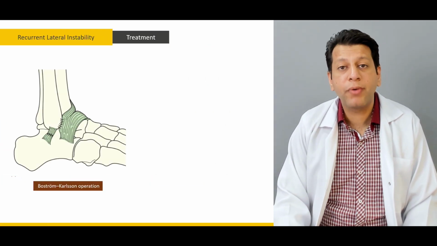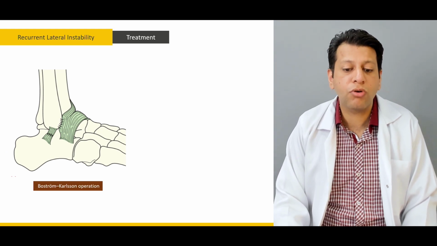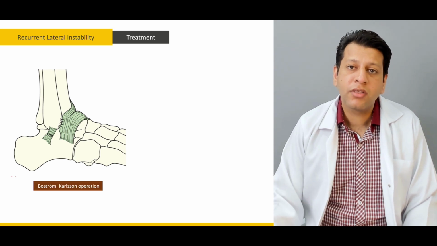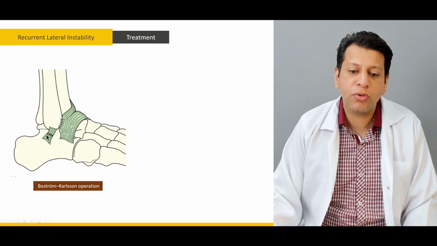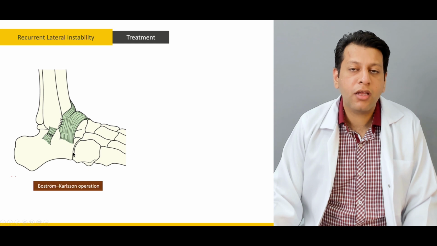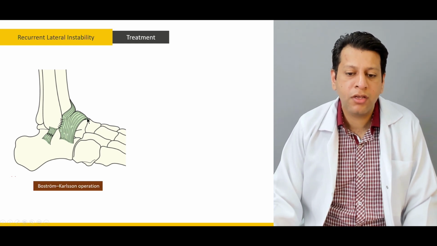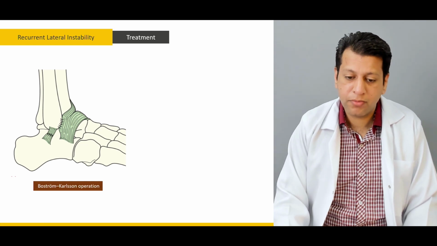Now, what is the operative treatment? There are multiple treatment options. One is called the Boström Karlsson operation, in which they do not repair the tendon, but attach the inferior retinaculum to the fibula. Attaching this results in stability over the lateral side, because the talofibular and calcaneofibular ligaments have degenerated beyond the stage of repair. Therefore, the inferior retinaculum can function as a ligament.